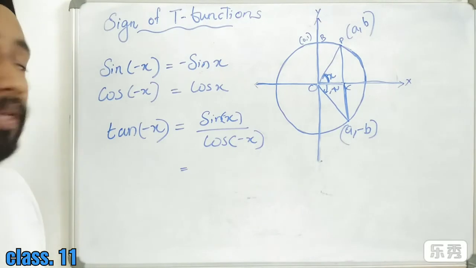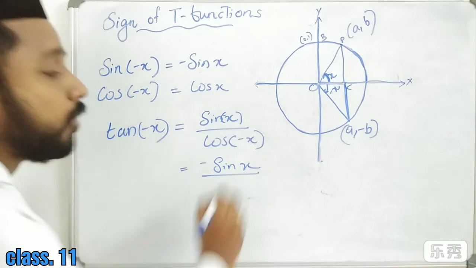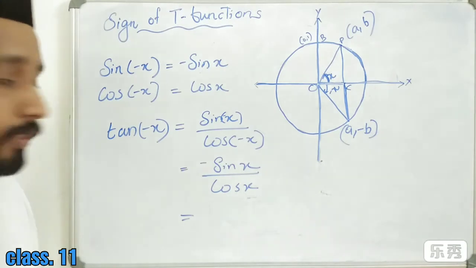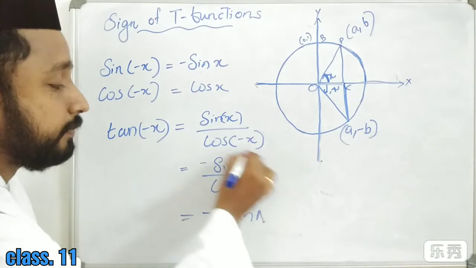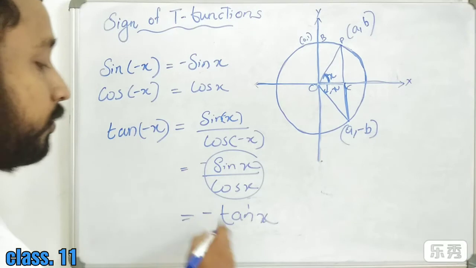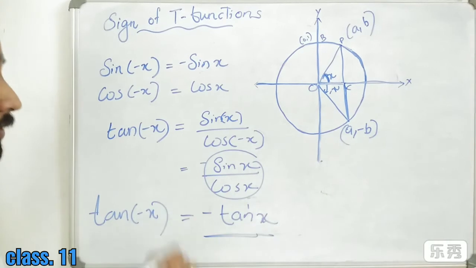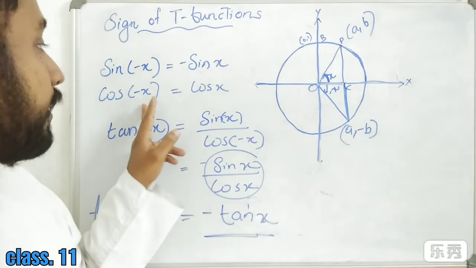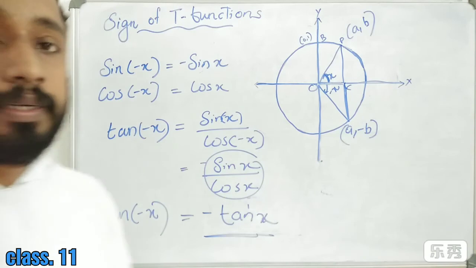So sin minus x by cos minus x: sin minus x is minus sin x and cos minus x is cos x. So minus sin x by cos x is equal to minus tan x. Sin x by cos x is tan x, here minus, so minus tan x. So we got another formula. Tan of minus x is equal to minus tan x. So we have sin minus x is equal to minus sin x, cos minus x is equal to cos x, tan minus x is equal to minus tan x.